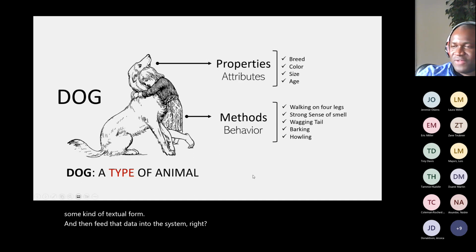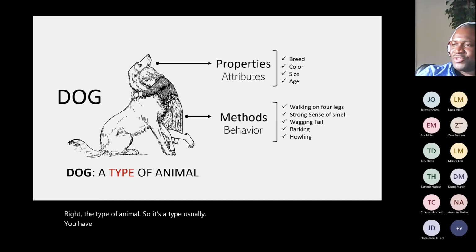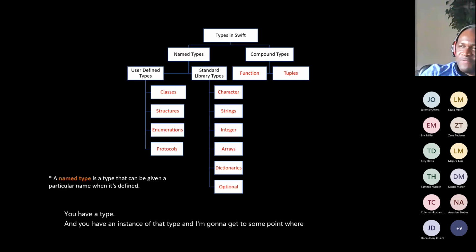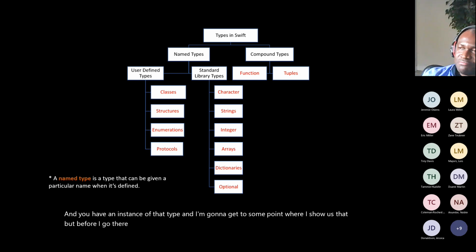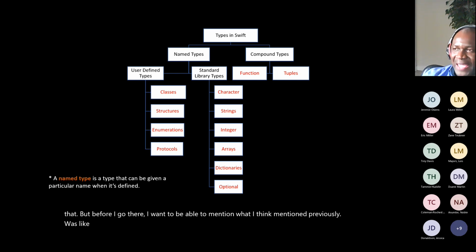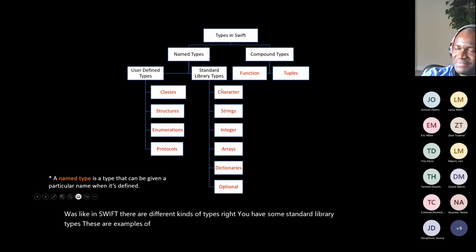So the dog, for example, is a type, right? A type of animal. So it's a type. Usually you have a type, and you have an instance of that type. And I'm going to get to some point where I show us that. But before I go there, I want to mention what I think I mentioned previously: in Swift, there are different kinds of types, right? You have some standard library types. These are examples of some of the standard library types.